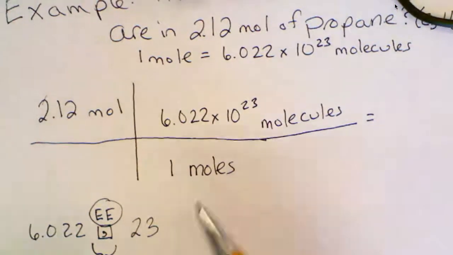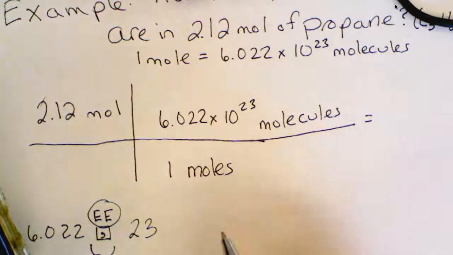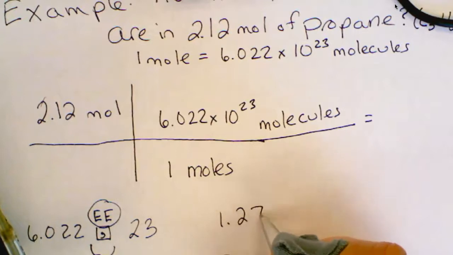We're going to multiply across the top, divide by what's on the bottom. Of course, I didn't do this beforehand. That would have been helpful. If you are using your phone, though I would prefer that you not, if you turn it sideways, you still have that EE button. So I'm going to do 2.12 times 6.022 EE 23. And what my calculator spits out looks like this, 1.2766.